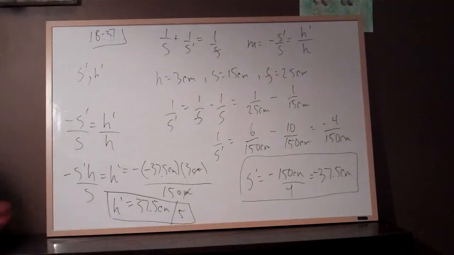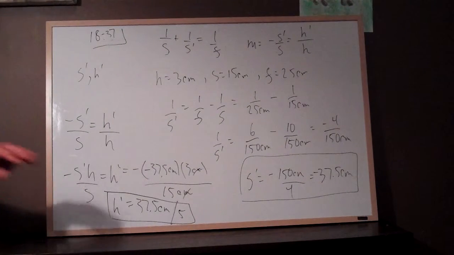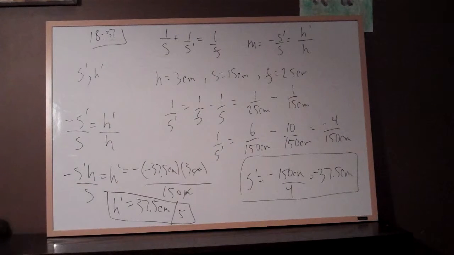Okay, very good. So H prime is positive. Again, if H prime is positive, the image is upright, and whenever anything's upright, it's virtual. Good, so it all makes sense, hopefully. Okay, great.